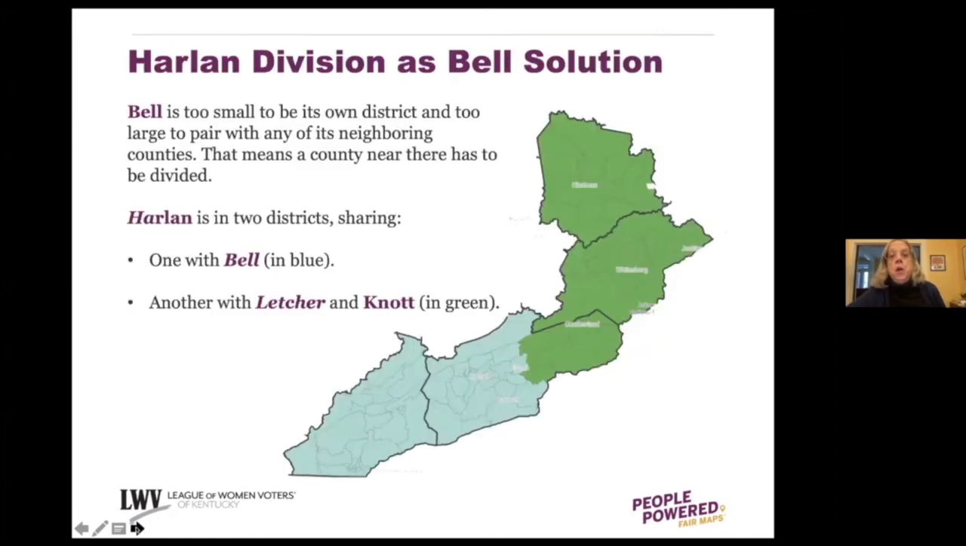I want to show you a couple of other divisions in the Eastern map. Bell County is still too small to be its own district and too large to combine with any other adjacent district. And it's still forcing some place to be divided, and Harlan still made sense. But I worked in doing this to make the district simpler and not have there be a lot of wiggles for people to remember to understand where they are. And this also involved combining with more counties.